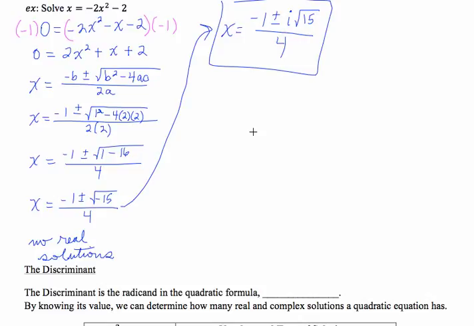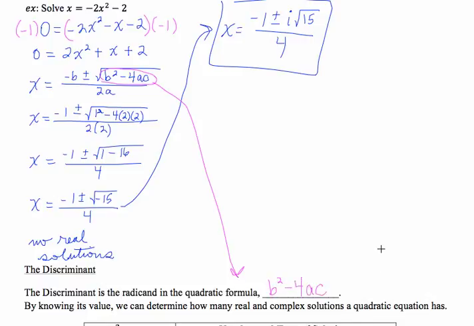Alright, now how do you know if an equation is going to have real solutions, one real solution, two real solutions, or no real solutions, such as in this example? There's a shortcut way to figure that out, and that's by looking at what's called the discriminant. The discriminant is the radicand, that's what's under the radical, in the quadratic formula. So this right here, b squared minus 4ac, that is the discriminant, b squared minus 4ac.